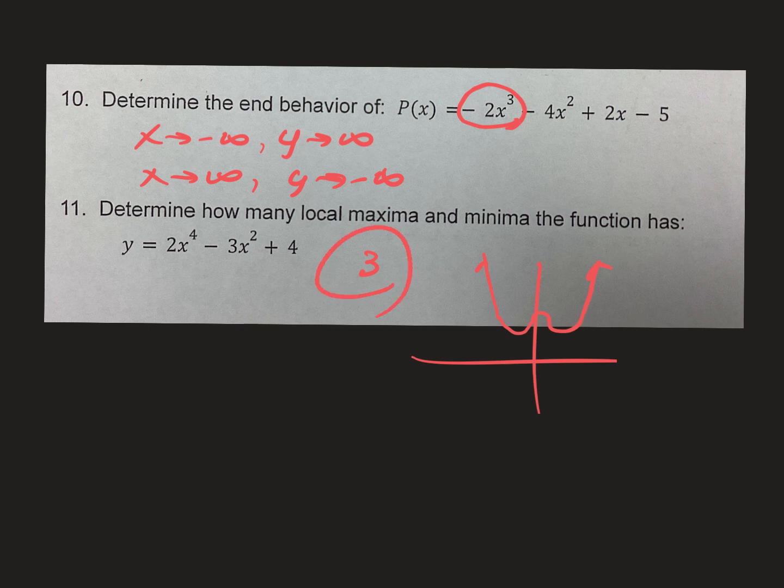So altogether, how many? Or if you want to make it specific, you can say, well, it's got 2 mins and it's got 1 max. That may be even better to write it like that.